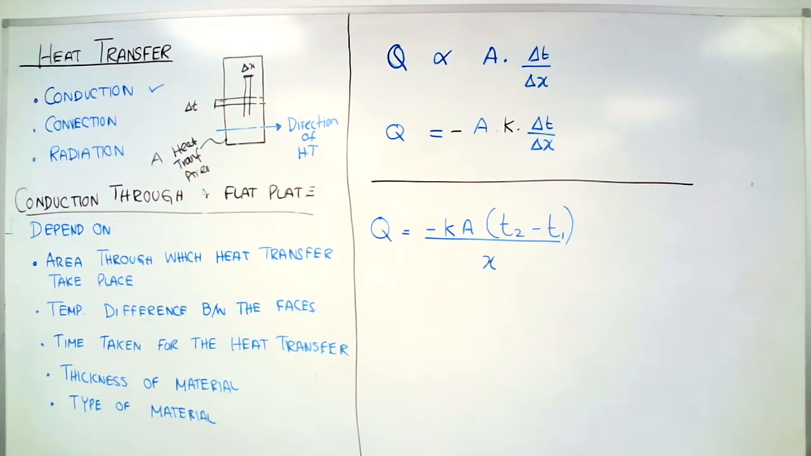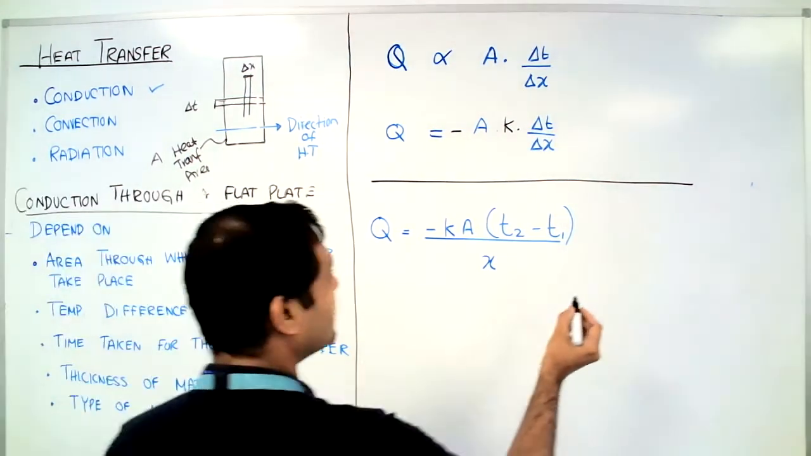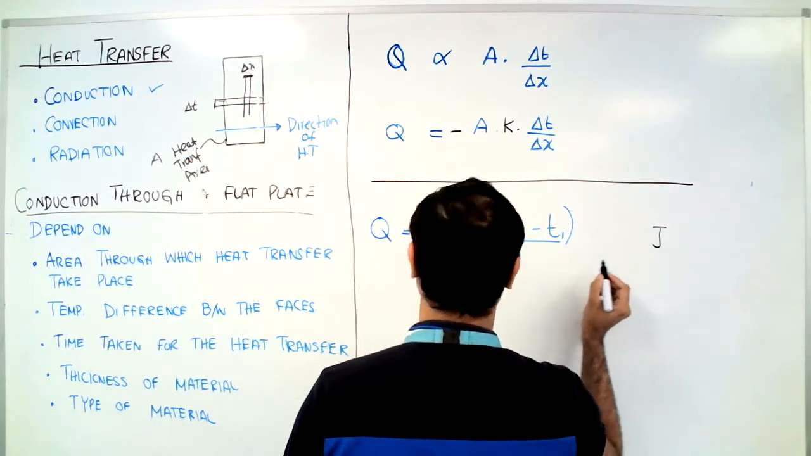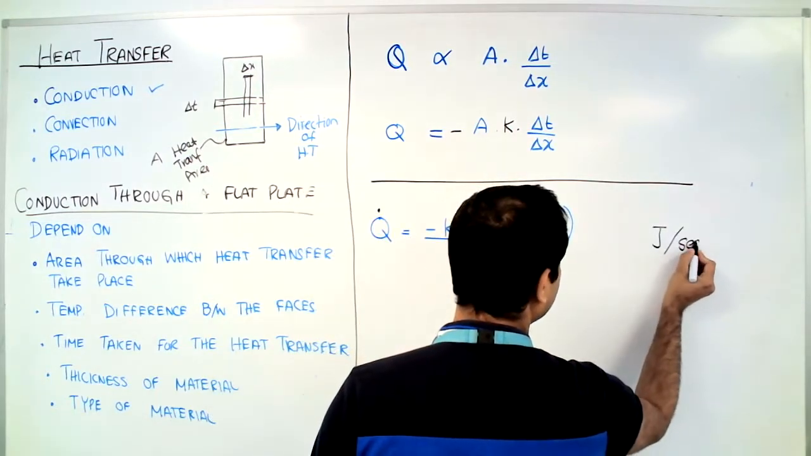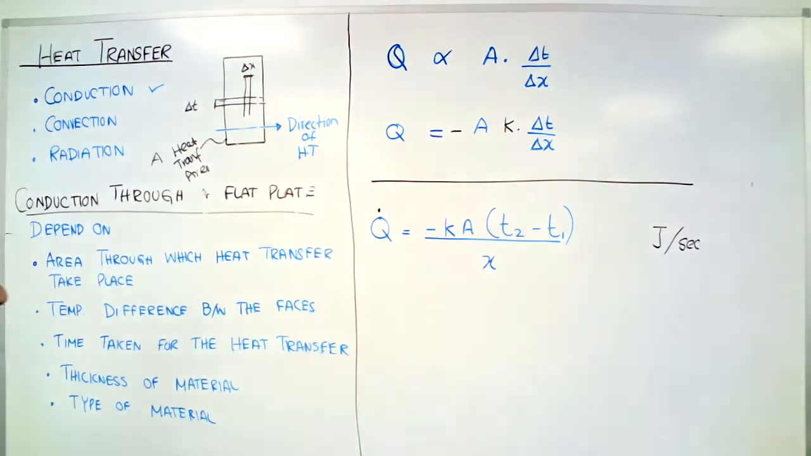If we talk about the rate of heat transfer, obviously I need to do it per second. The units of this one are joules. But if I put a dot on top, that will mean joules per second, much easier. Or if you want, you can call it watts.